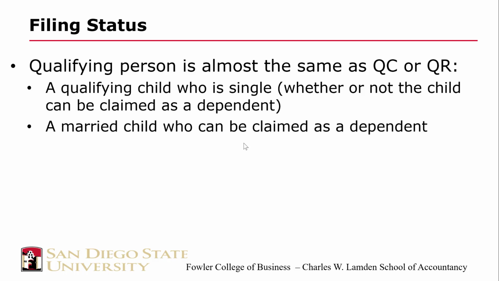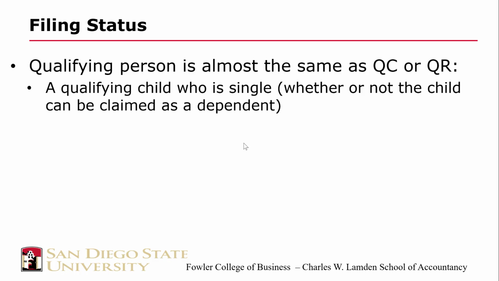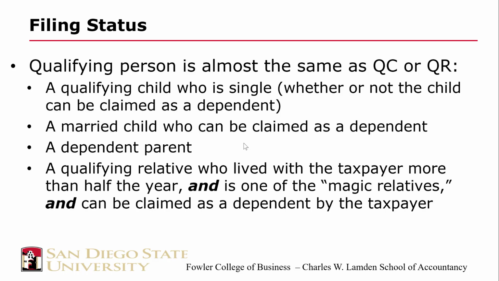A qualifying person can be a married child who is claimed as a dependent. It can be a dependent parent. And it can be a qualifying relative who lived with the taxpayer for more than half the year and is one of those magic relatives. Remember we talked about the magic relatives to be a qualifying relative? You've got to be one of the magic relatives in order to be claimed as a qualifying relative and therefore a qualifying person. Remember, all this is about achieving head of household status.